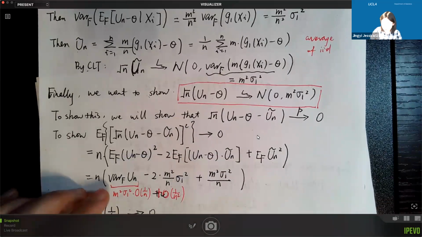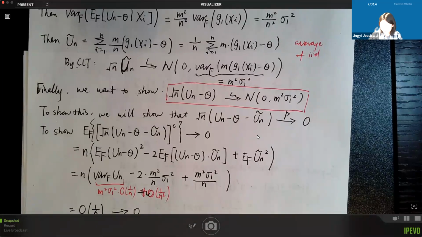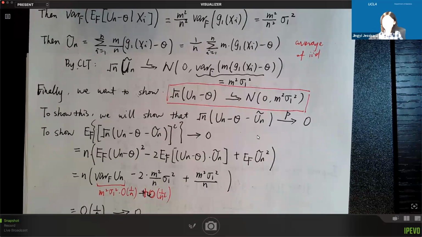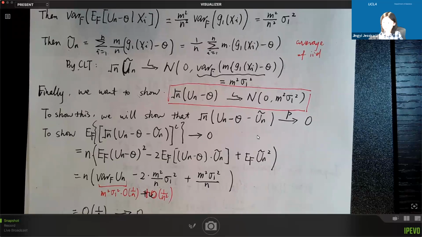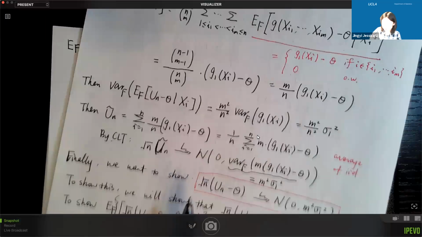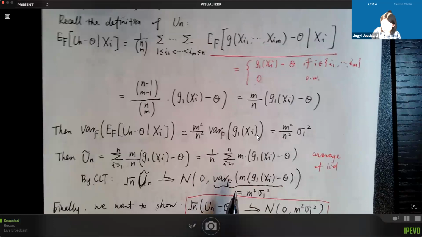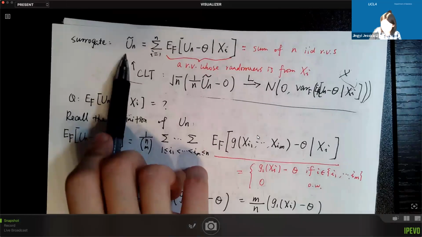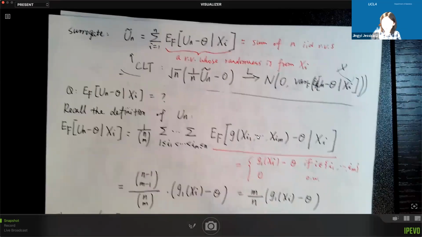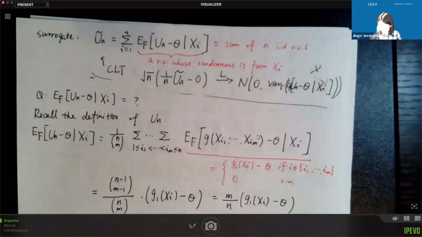So this was a long derivation, but I hope you understand the essence here is that we are trying to use conditional expectation. That's what we call H projection. So using conditional expectation, we were able to find a surrogate for this target, root n times (U_n minus theta). We find this surrogate as root n times U_n tilde. And for this root n U_n tilde, we could apply the central limit theorem. So that's the basic idea of deriving the asymptotic distribution.